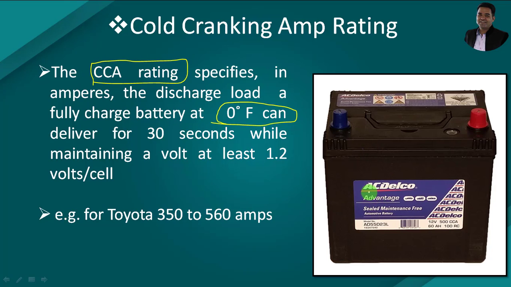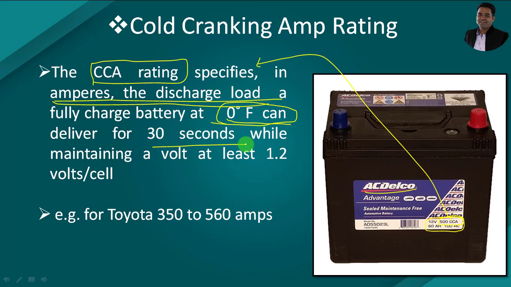In this picture you can see the AC Delco battery, and at this point they mention the CCA rating. Here a 500 CCA rating is mentioned. So according to the definition of CCA rating, for this particular example, this battery can deliver 500 amperes discharge load at 0°F for 30 seconds while maintaining a voltage of at least 1.2 volts per cell. So this is the example of cold crank ampere rating.